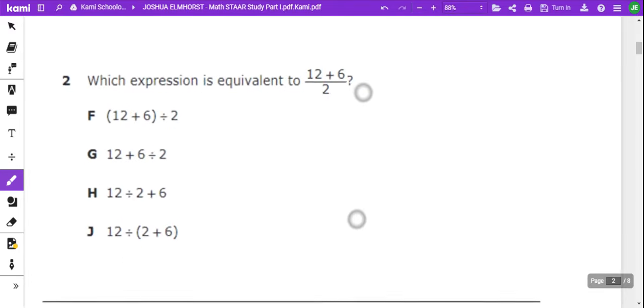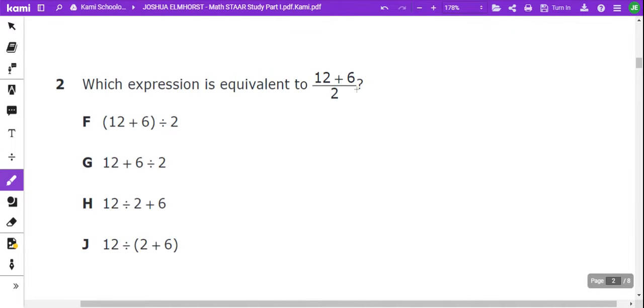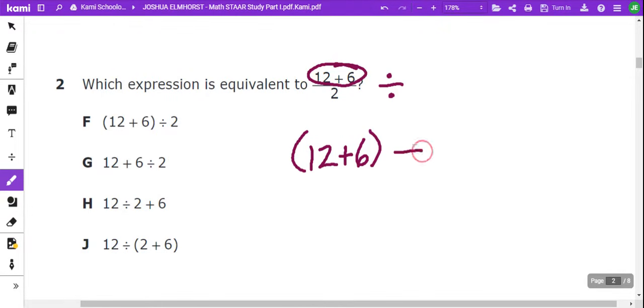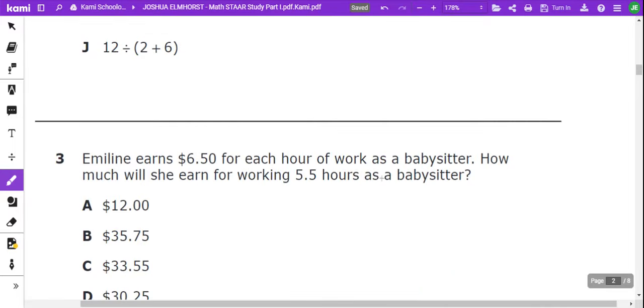All right. Which expression is equivalent to? So in sixth grade, we learned that fractions mean division. So this division means the top, 12 plus 6, everything on the top together is divided by what is on the bottom. The top is divided by the bottom. So you cannot separate them because both of them are being divided. So you're going to put them in parentheses.